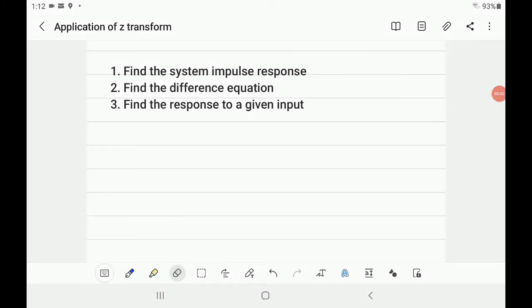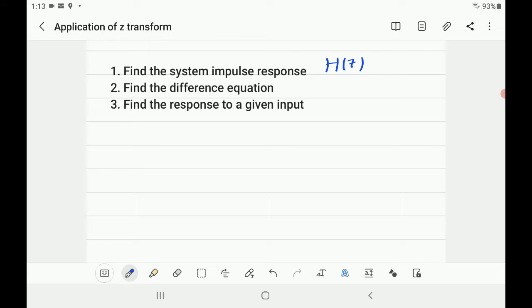Hi, in this lecture we are going to explain application of z-transform. After we learn how to find z-transform of a sequence and how to find the inverse of z-transform using partial fraction and long division, let's apply what we learn in some application. Some application here are written like how to find the system impulse response, and usually we call it h of z. That's the impulse response in z domain, and how to find the difference equation that relates the input of the system to the output, and how to find the response to a given input.